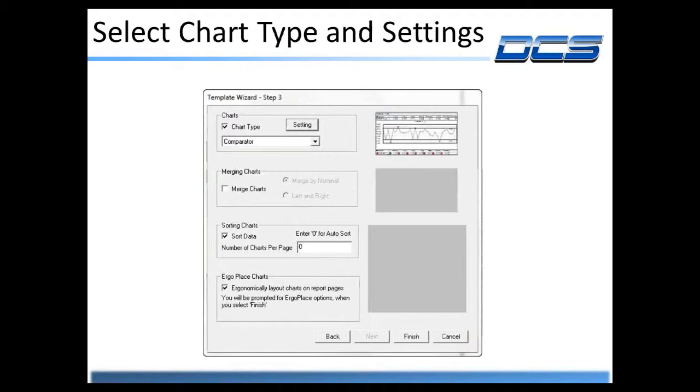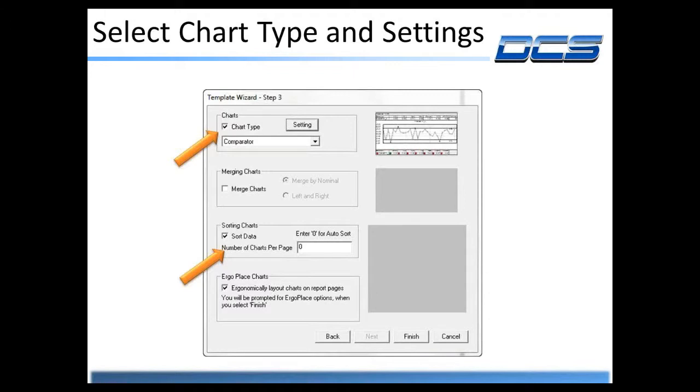Now we select in our final step the chart type. And click. And next, whether or not we want the wizard to automatically sort the charts for us. So I see here it says enter 0 for auto sort. So if I put a 0 there, it's automatically going to set and format all of my charts on all of my report pages. Right.